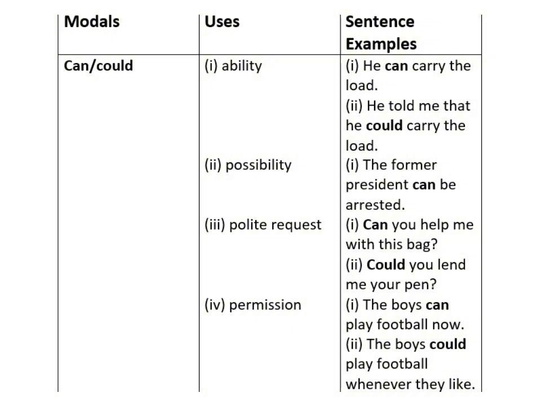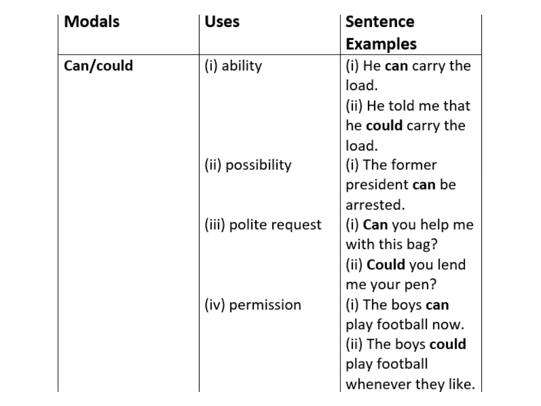Modal auxiliary verbs are helping verbs that show capability, necessity, possibility, or willingness. They do not change form or change tense. There are 13 in number, and they are can, could, shall, should, will, would, may, might, ought to, need to, must, used to, and have to. So we'll be looking at the uses and sentence examples of these modal auxiliary verbs.